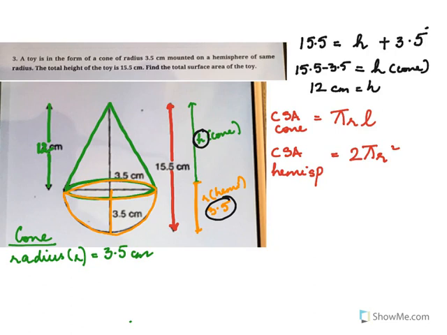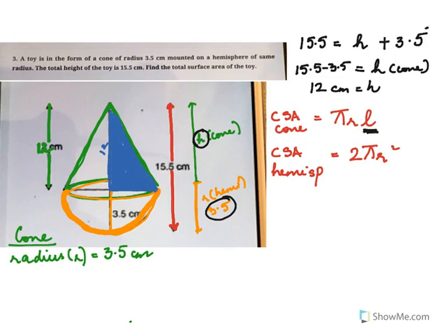So we have to add the CSA of the cone to the CSA of the hemisphere. Now all these dimensions, the L we do not know. This L we need to find out, the slant height. Now where is the slant height of this figure? This is the central height, which is 12. This is the radius, which is 3.5.